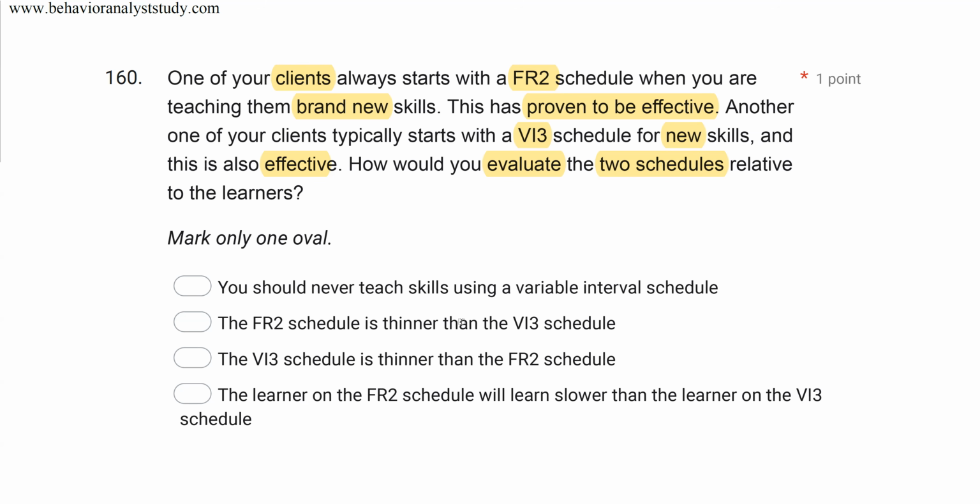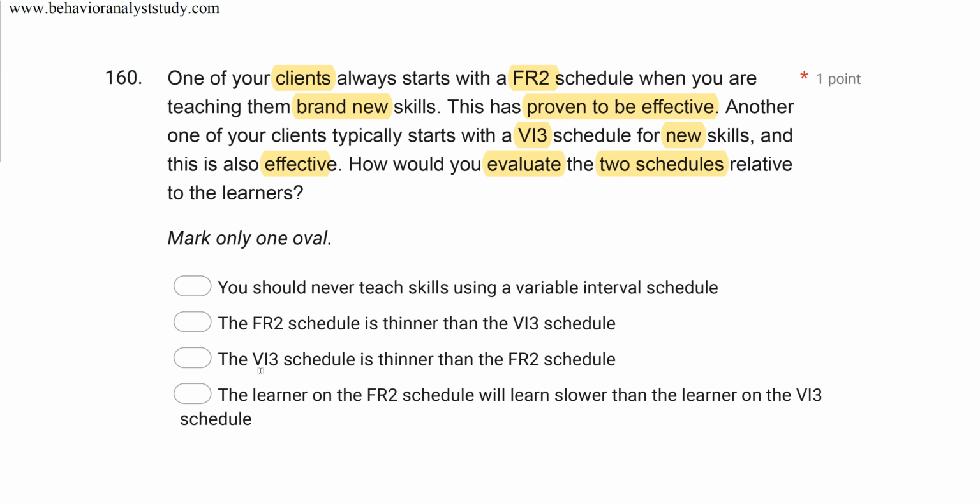The FR2 schedule is thinner than the VI3 schedule. Now you see C, the VI3 schedule is thinner than the FR2 schedule. We've got to talk about this word thinner. When we thin a reinforcement schedule, what are we doing? Well, we're either increasing the response requirement, right? Making it harder, making a more response effort to get reinforcement, or we're increasing the time in between reinforcement. We're thinning the schedule. A thick schedule is like an FR1, FR2, FR3, where a lot of reinforcement is being delivered for not a lot of work or with a very limited amount of time.